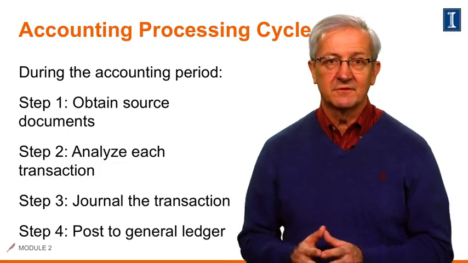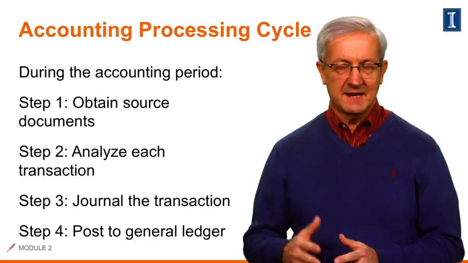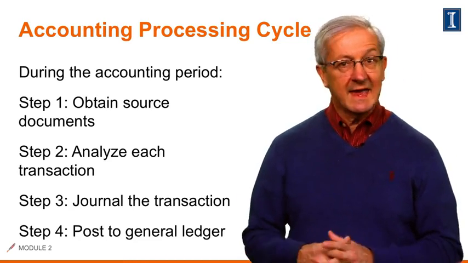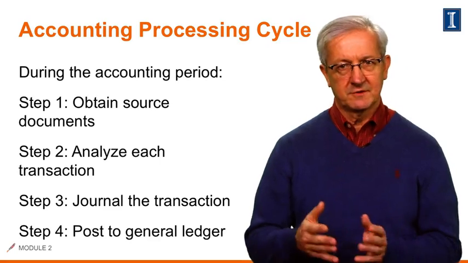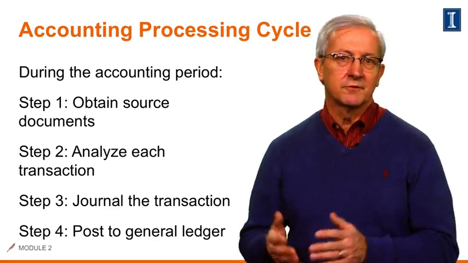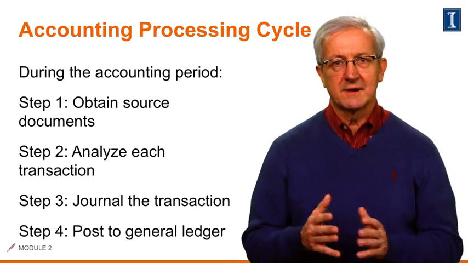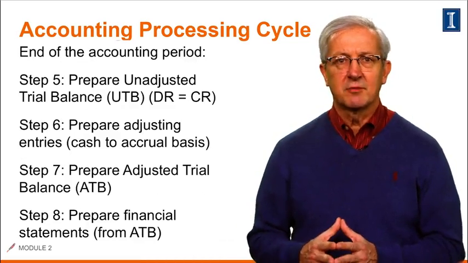Let's go on to discuss more of this accounting processing cycle. There are 10 steps. The first 4 are pretty basic. During the period, we're going to obtain our source documents, such as invoices and other key documents, analyze each of those transactions. Then we'll journal or record that particular transaction and post that activity into our general ledger, also called the GL. These steps, hopefully, you've already reviewed in your prior accounting classes.